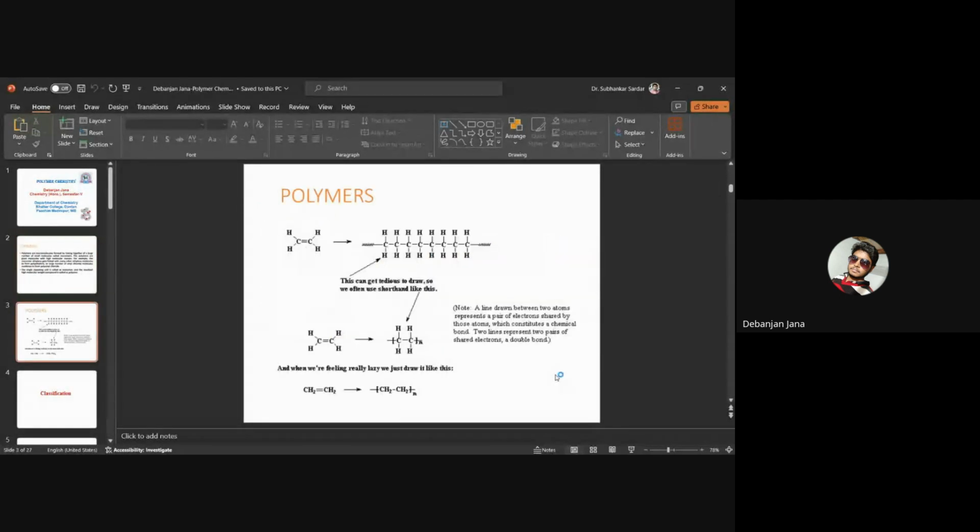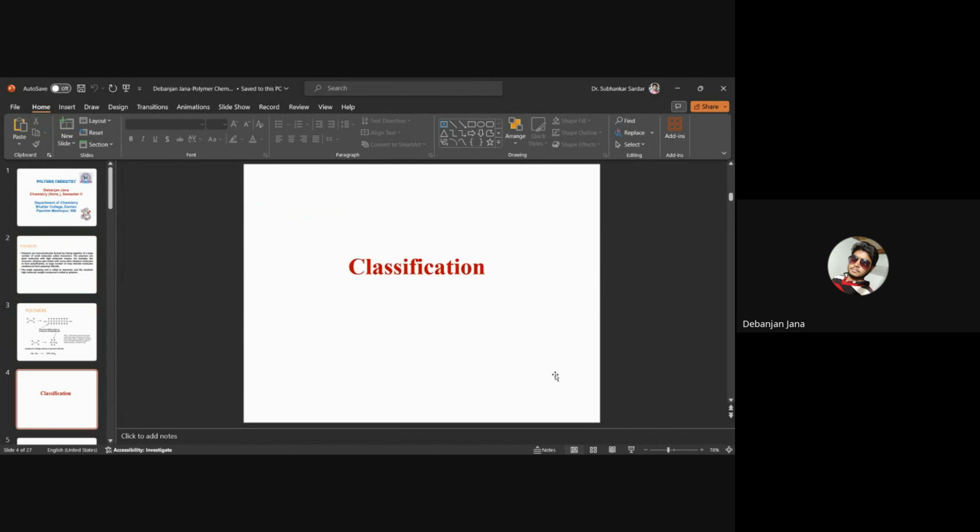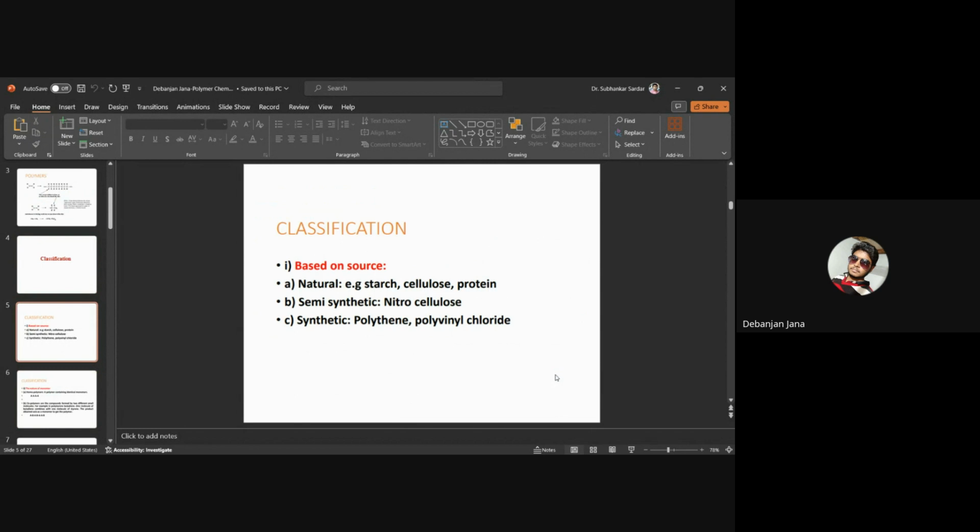Then polymer structure. And then classification. Classification, first of all, based on source. There are three types. First is natural: starch, cellulose and protein. And then semi-synthetic: nitrocellulose. And then synthetic: polythene and polyvinyl chloride.